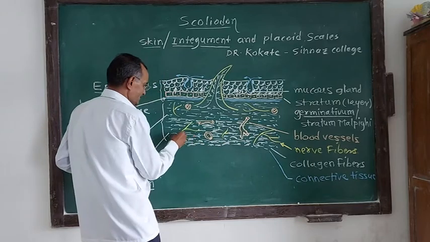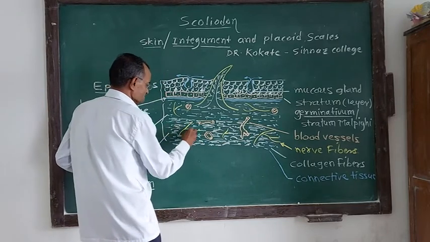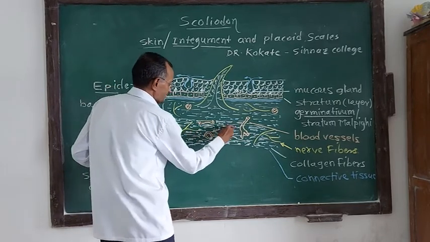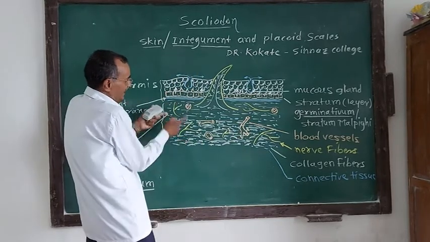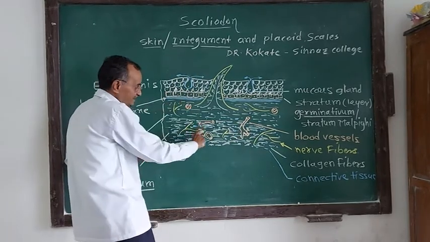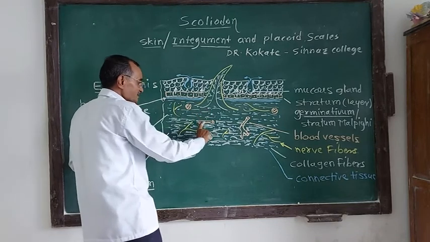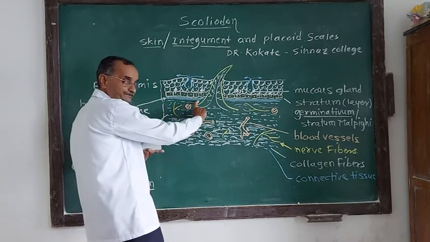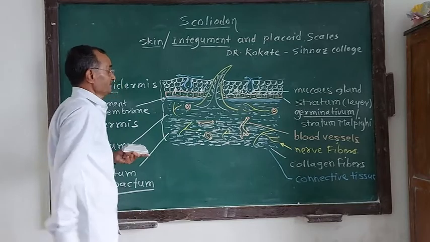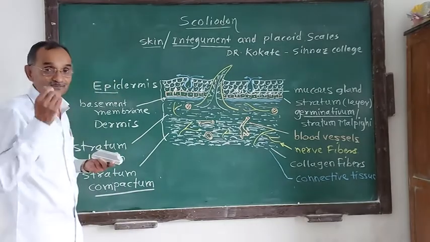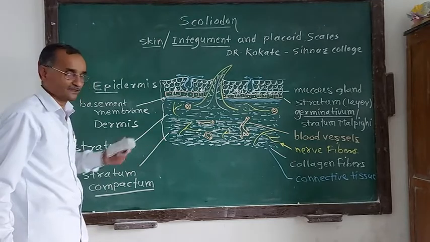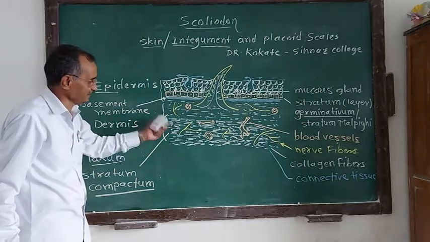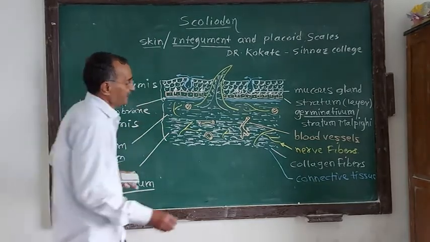So collagen fibers are very compactly arranged as compared to the stratum laxum. So these are collagen fibers which are compactly arranged as compared to this. Do you get the difference? So stratum compactum, stratum laxum. Very good. Stratum laxum means loosely arranged, and in the stratum compactum, connective tissue and collagen fibers are very compactly arranged.